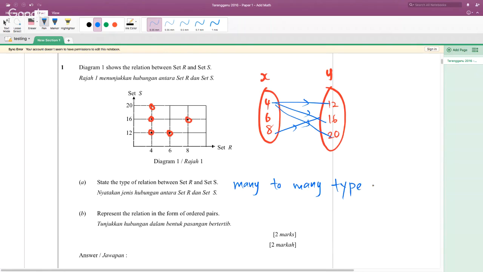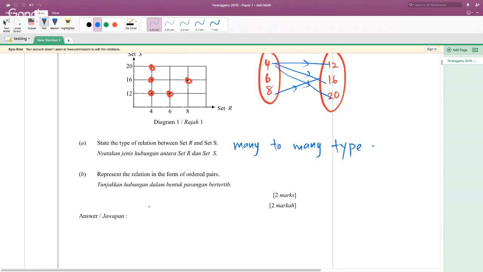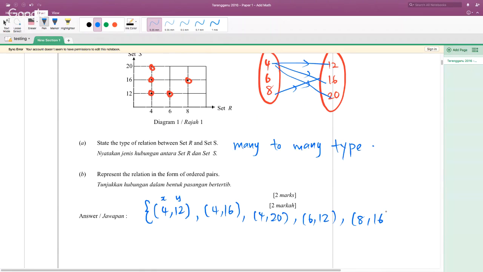Okay, this is very easy. Then, represent the relation in the form of ordered pairs. What you need to do is just write them as ordered pairs, normally using the set symbol. 4 pairs with 12, just like coordinates: this is your x coordinate, this is your y coordinate. The next, 4 pairs with 16, then 4 pairs with 20. Then 6 pairs with 12, and 8 pairs with 16. Then I close the bracket. Just 1 mark for both of these. It should be quite easy.